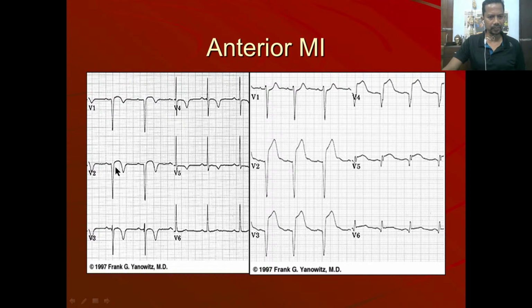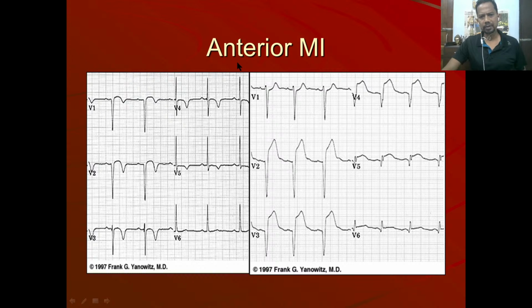Then this is the Q, this is the S wave. First negative is Q, then there is an R, then the second negative is S wave. So this is RS, RS, RS. Okay. So this is anterior MI, anteroseptal MI actually. So this is wrongly written.